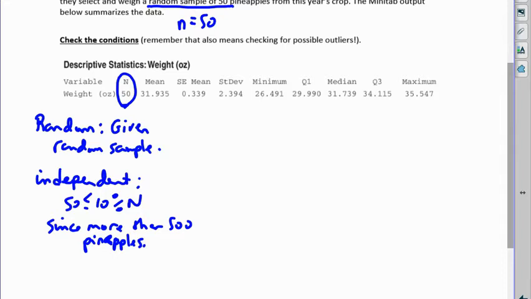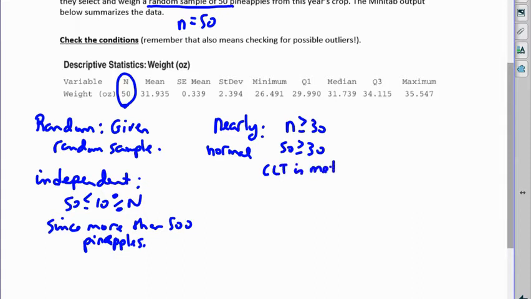And then, is this nearly normal? Let's check that. We see that since n is 50, is n greater than or equal to 30? Since 50 is greater than or equal to 30, CLT is met. So for means, you're checking CLT. For proportions, you're checking np, nq. So even though CLT was met, you still kind of need to know, were there outliers? Because if there were outliers, you would need to run this test twice if you could.